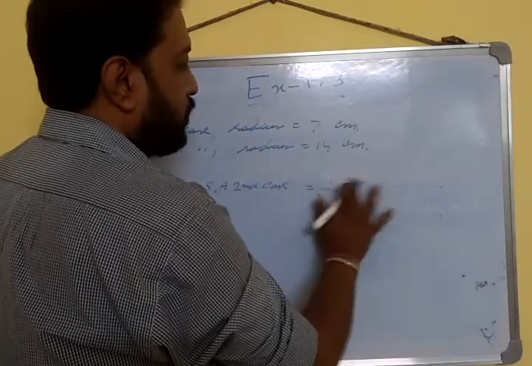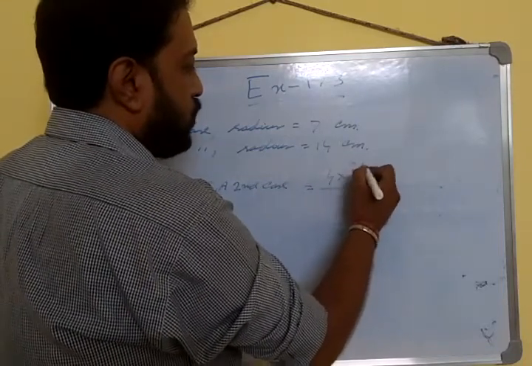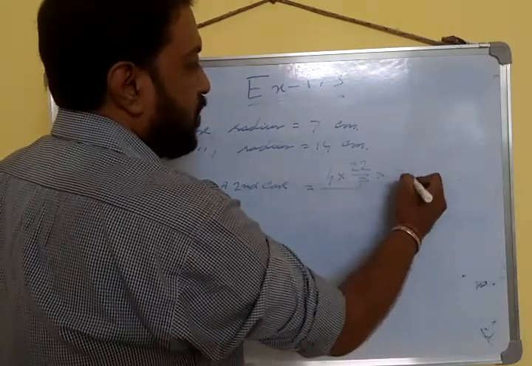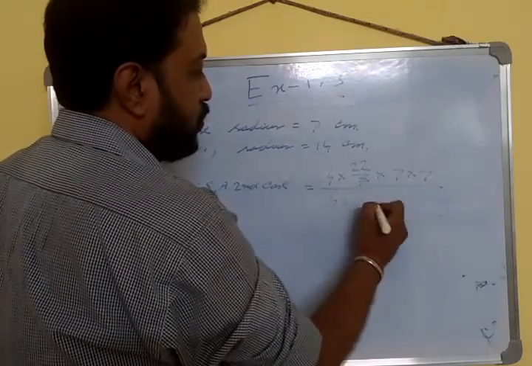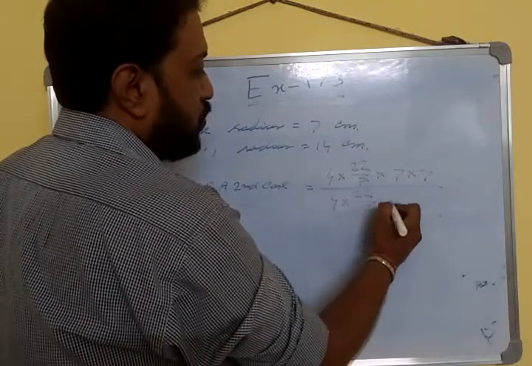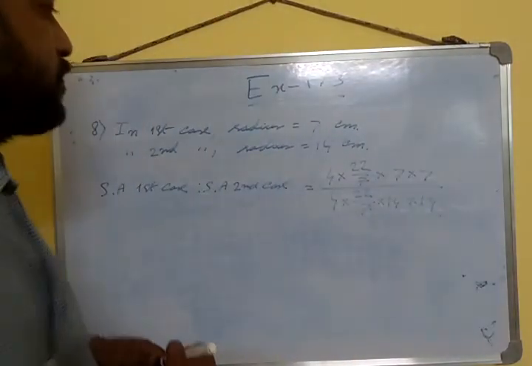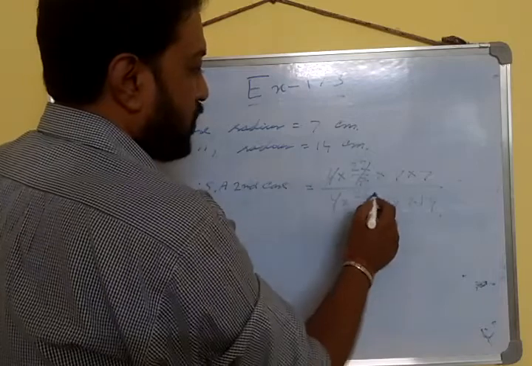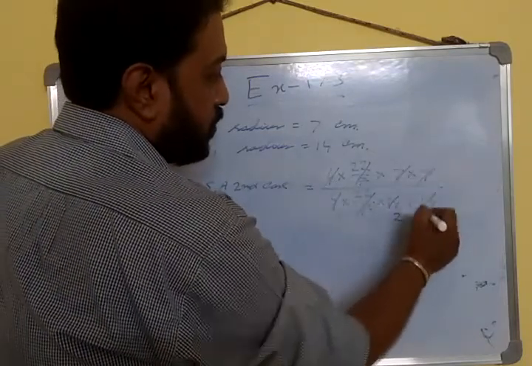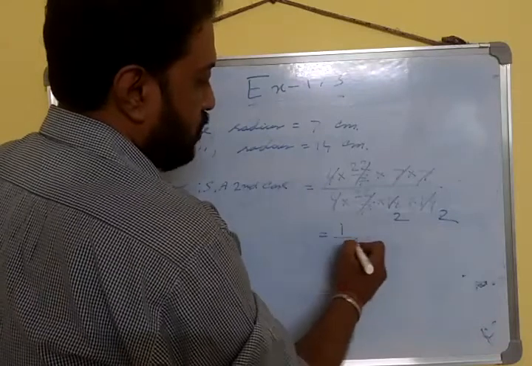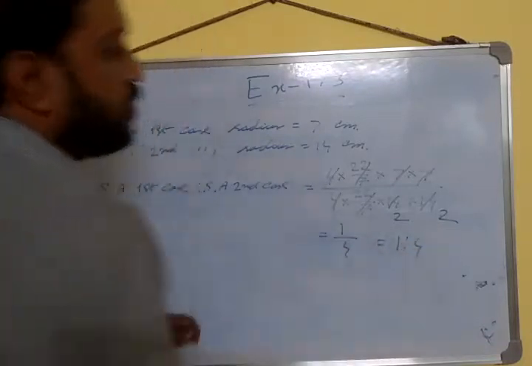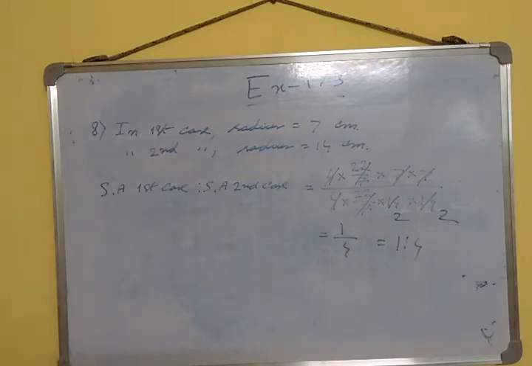4 into 22 by 7 into 7 into 7 by 4 into 22 by 7 into 14 into 14. So after doing this one, 4 gone, 22 by 7 gone, it will be 2, it will be 2. So automatically I got 1 by 4 or 1 is to 4. See, it's your choice which type of math you will choose. I have done the same maths with reduced lines and reduced calculations. It's your choice totally.